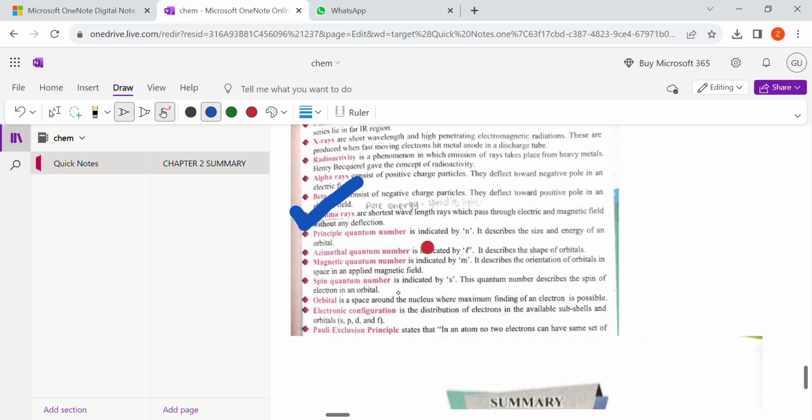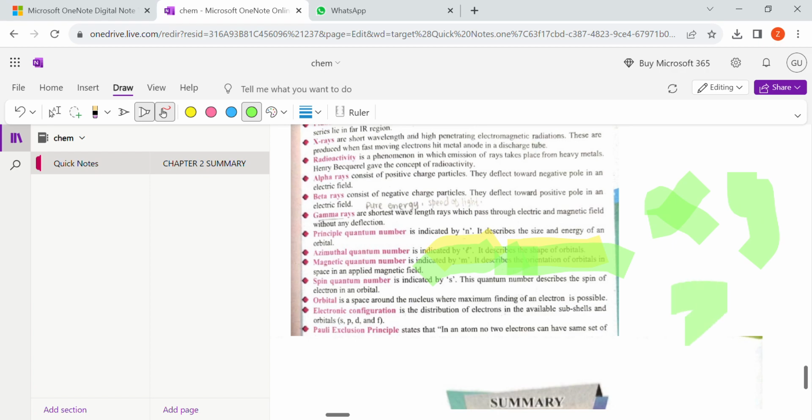Principal quantum number is denoted by n. It describes the size and the energy of the orbital. Azimuthal quantum number is denoted by L and it describes the shape of the orbital. Magnetic quantum number is indicated with M and it describes the orientation, meaning it tells the X, Y, Z axis, okay. Spin quantum number is indicated by S and it describes the spin of the electron.